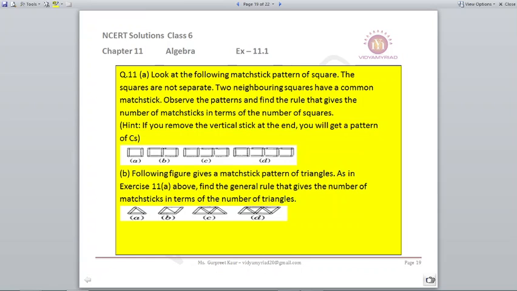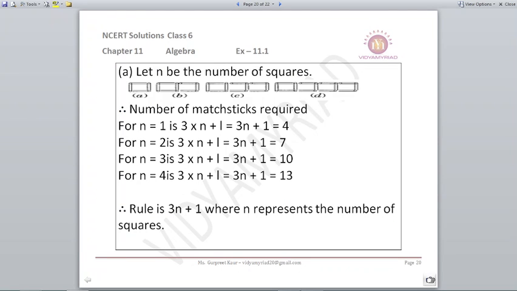So when I want to make 2 squares, 4 multiplied by 2, there should be 8 sticks used. But in the figure if you see, there are only 7 sticks used for making the 2 squares. So let us see what rule we can follow over here. That means for every 1 square 3 sticks are required and 1 is common. So what I will do is 3n plus 1, and I will get the required number of sticks to be used for making this type of figure.